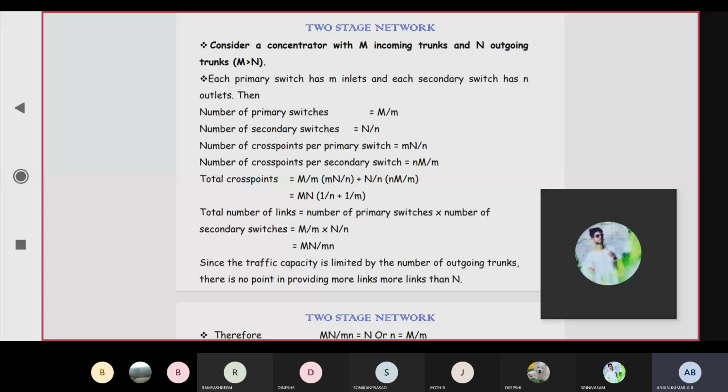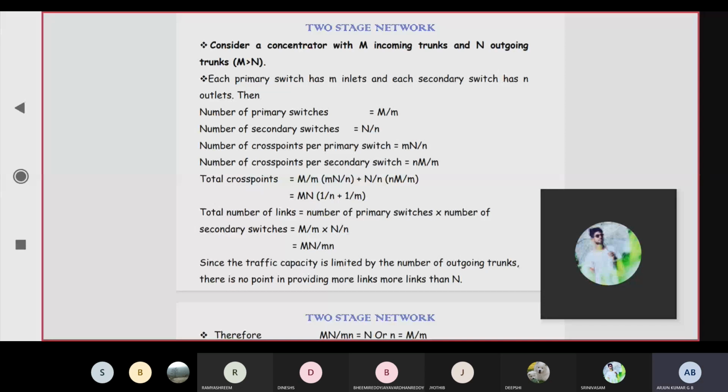Then the total cross points. The total cross points will be the number of primary switches into the number of cross points per primary switch, plus the number of secondary switches into the number of cross points per secondary switch. That's why M by m is the number of primary switches, into m into N by n, the number of cross points per primary switch, plus N by n is the number of secondary switches, and n into M by m is the number of cross points per secondary switch. You simplify it like this. See here.